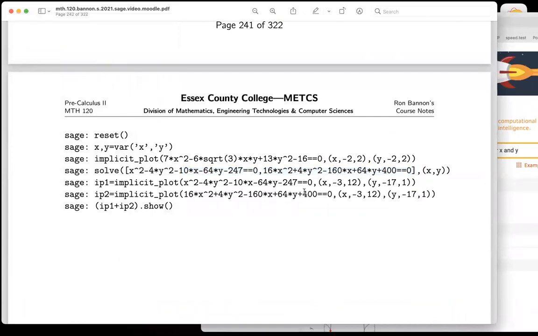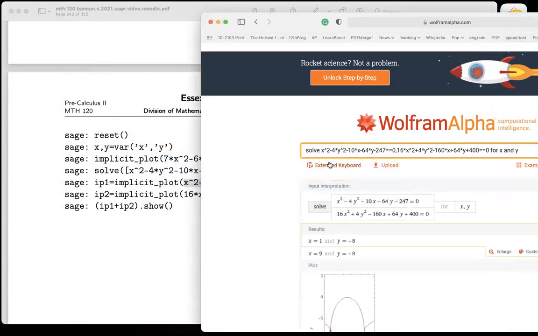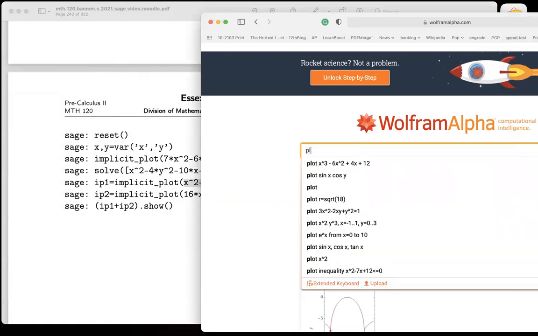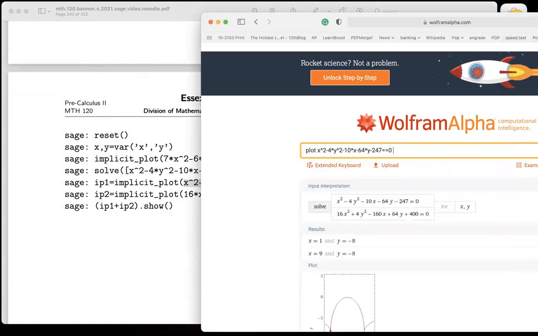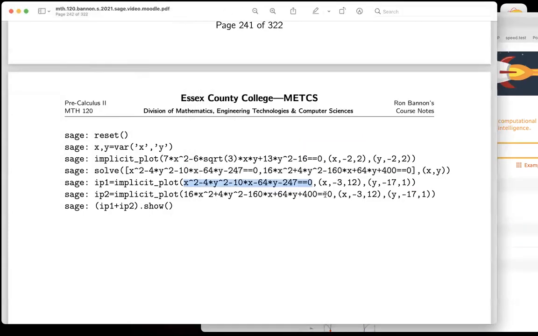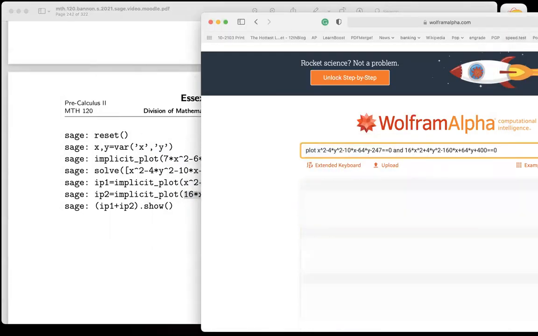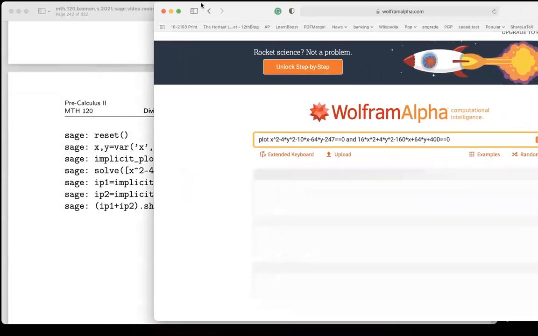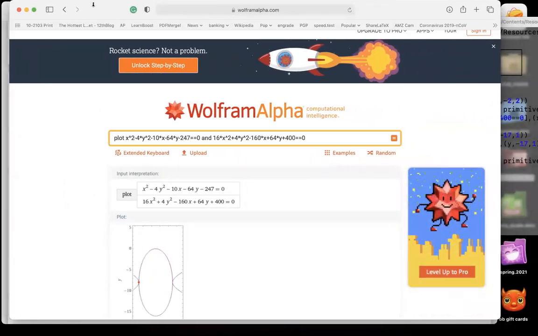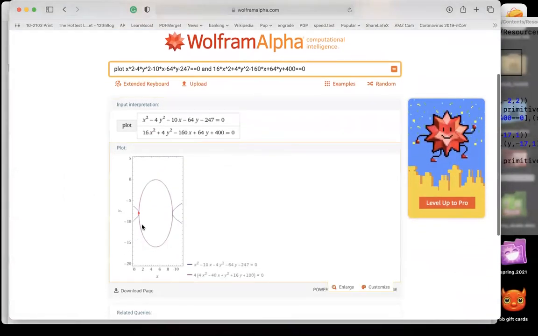Now, let me just try another one. I'm going to try to do this thing. I'm going to go back to Wolfram, and I'm going to do plot. I want to plot that, and, whoops, sorry about that. I want to plot the other one together. I'm just doing a copy paste. And again, I don't know if it's going to be able to do it. I really don't. Does it understand what I said? Yeah, it does.